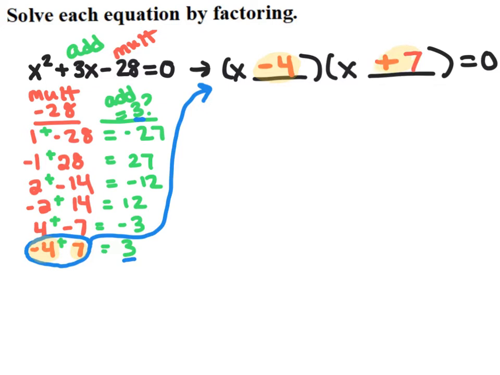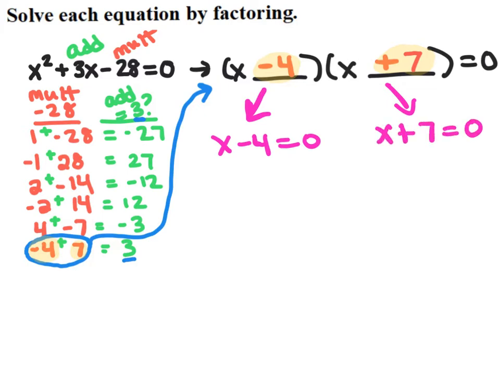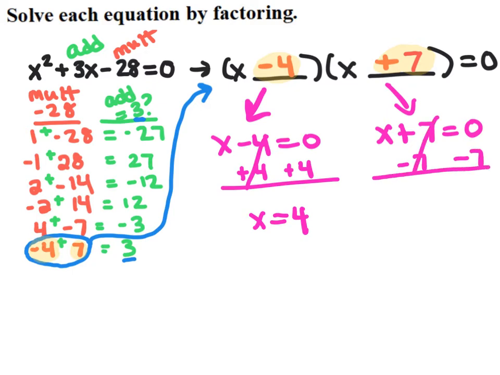Now that we have this, the new part is that we are going to solve with the factors. What that means is that you're going to take both equations and set them equal to 0. So we have x minus 4 equals 0 and x plus 7 equals 0. To solve the equation on the left, I would add 4 to both sides. So the 4's cancel, so it becomes x equals 4. And to solve the equation on the right, I would subtract 7. So the 7's cancel, so it becomes x equals negative 7.